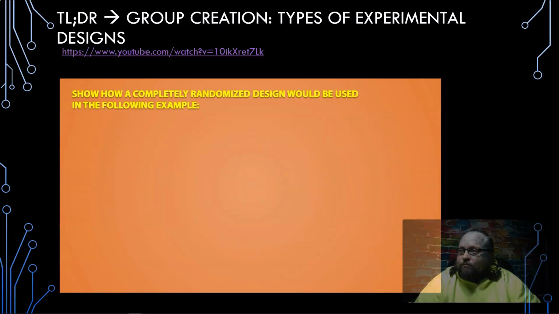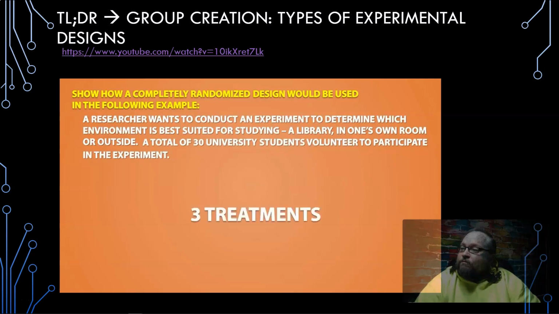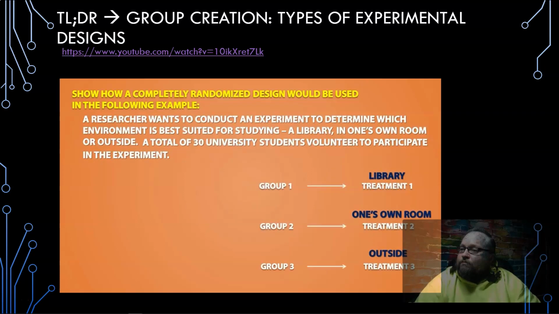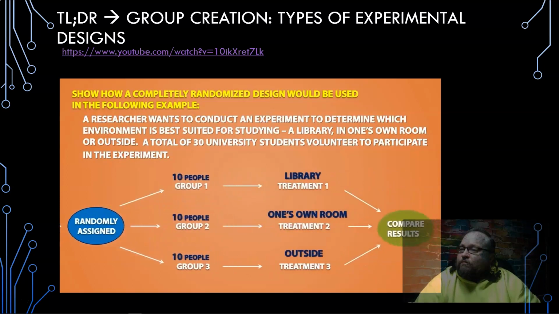Show how a completely randomized design would be used in the following example. A researcher wants to conduct an experiment to determine which environment is best suited for studying: a library, in one's own room, or outside. A total of 30 university students volunteer to participate in the experiment. So we have 3 treatments: the library, in one's own room, and outside. Since we have 3 treatments, we will have 3 groups receiving the treatments. Since there are 30 university students, these 30 subjects will be randomly assigned into 3 groups to receive the treatments. Since there are 30 people, each group will have 10 people, and at the end of the experiment, we would compare the results from each treatment.